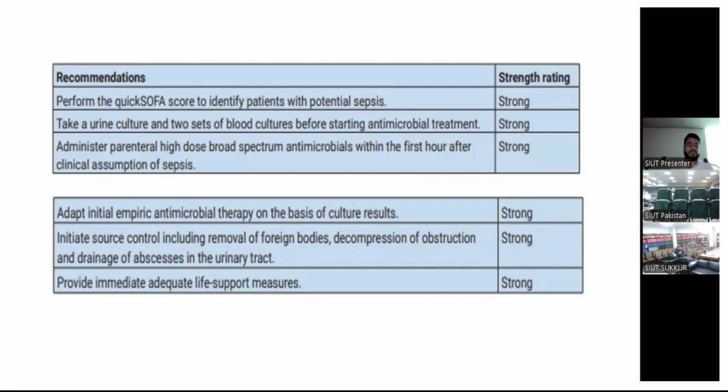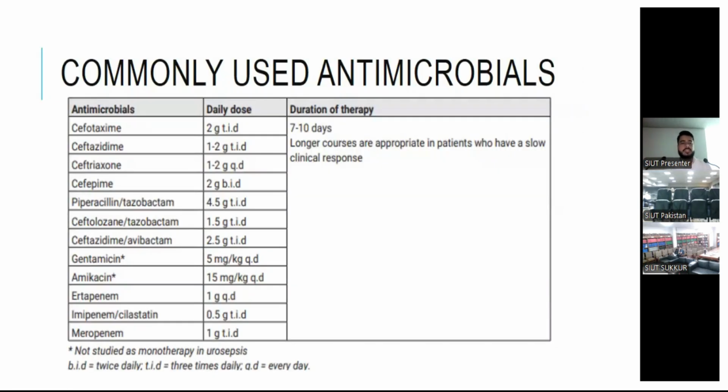Administer parenteral high-dose broad-spectrum antibiotics within the first hour after clinical assumption of sepsis. Adapt initial empirical antimicrobial therapy on the basis of culture results. Initiate source control, including removal of foreign bodies, decompression of obstruction, and drainage of abscess in the urinary tract, and provide immediate adequate life support measures. Commonly used antibiotics in sepsis are cephalosporins, penicillin derivatives, usually piperacillin-tazobactam, aminoglycosides, gentamicin, amikacin, and carbapenems, imipenem and meropenem.